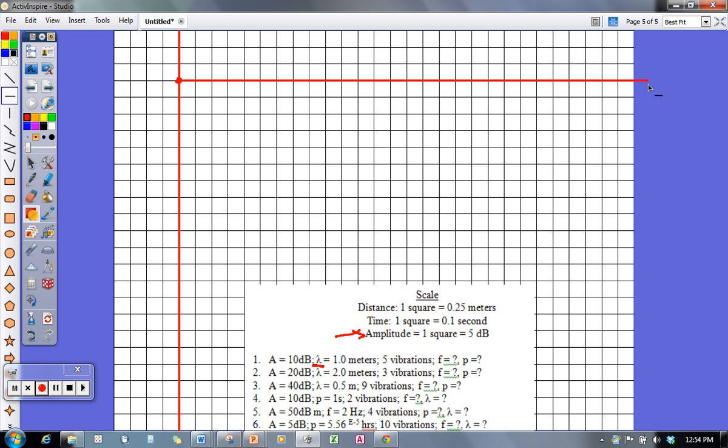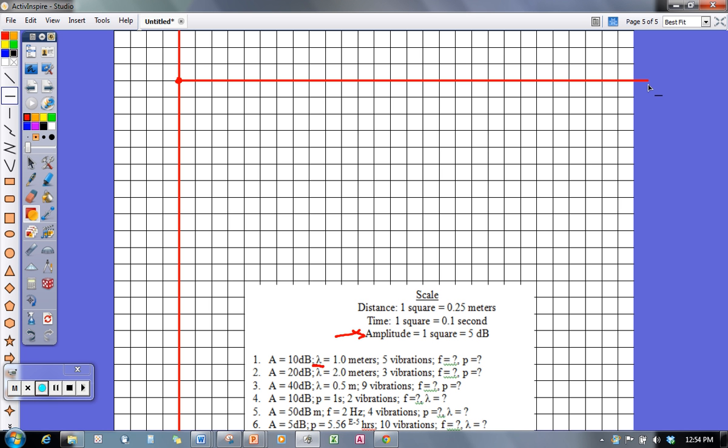Okay, that fulfills number 2. Now, number 3 starts talking about dots and dashes. Okay, dots, we're going to put dots along here to represent our wavelength, how long our wavelength is. So, let's look at our wavelength.